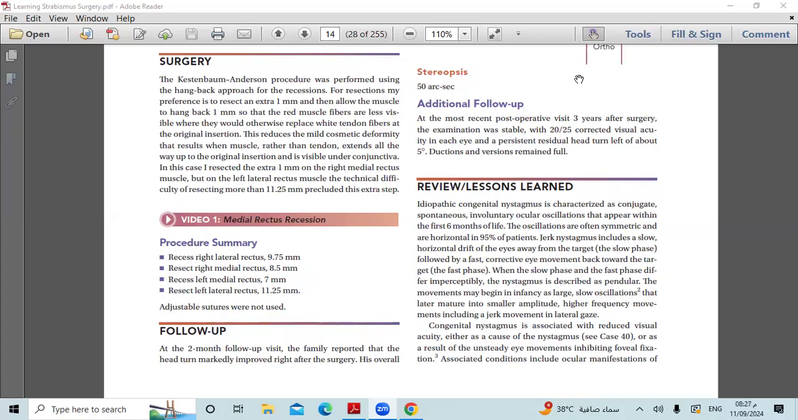Okay, so how do you treat this type of nystagmus? By BMR, bilateral medial rectus recession, because here you should shift the null point from the convergence toward the primary position.